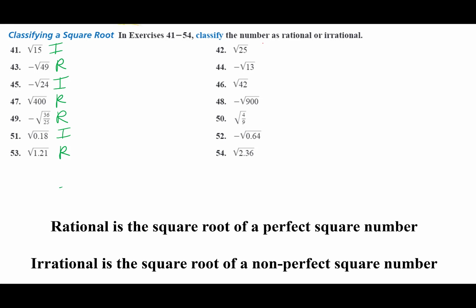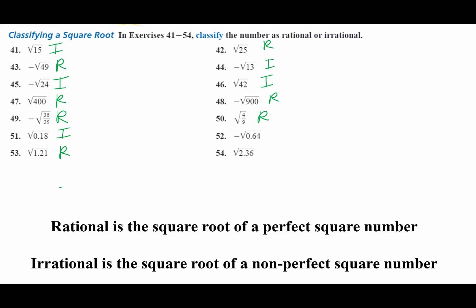42, the square root of 25, is rational. 44, the negative square root of 13, that's irrational. 46, the square root of 42, that is also irrational. 48 is the negative square root of 900, which is 30 times 30, so that is rational. 50, we have the fraction 4/9. 4 and 9 are both perfect square numbers, and so this is a rational number.